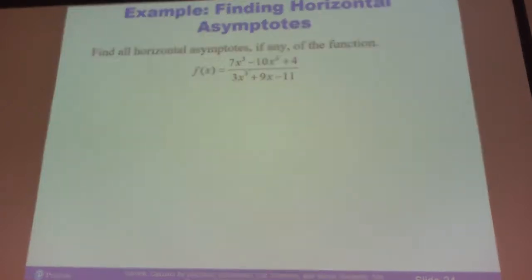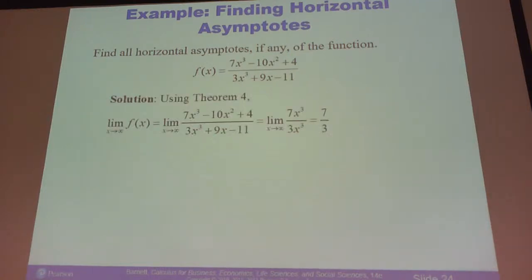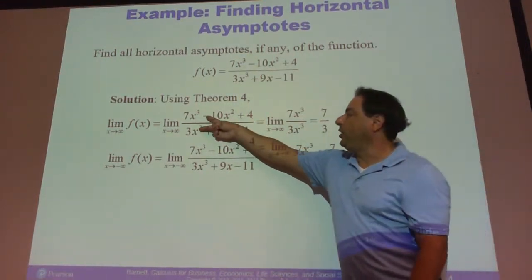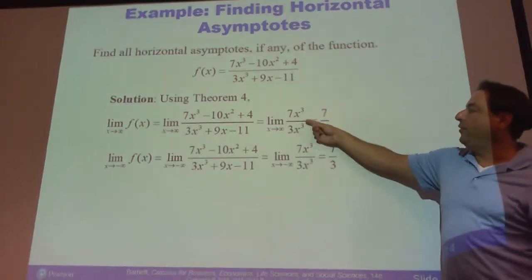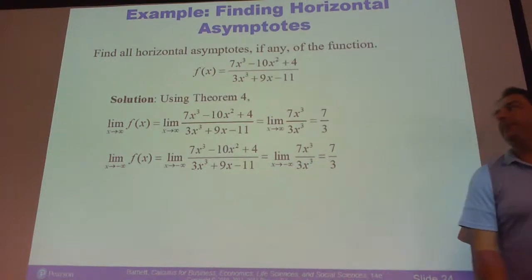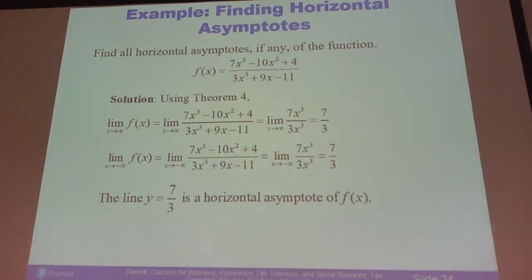And then the last one, f of x equals 7x cubed minus 10x squared plus 4 over 3x cubed plus 9x minus 11. Will there be a horizontal asymptote? Yes. Where will it be? 7 over 3. If you look at it going to infinity, if you look at the leading coefficients, infinity over infinity, you're left with a 7 over 3. Negative infinity, same thing. You're left with a 7 over 3. It's just another way of looking at it. You get 7 over 3.